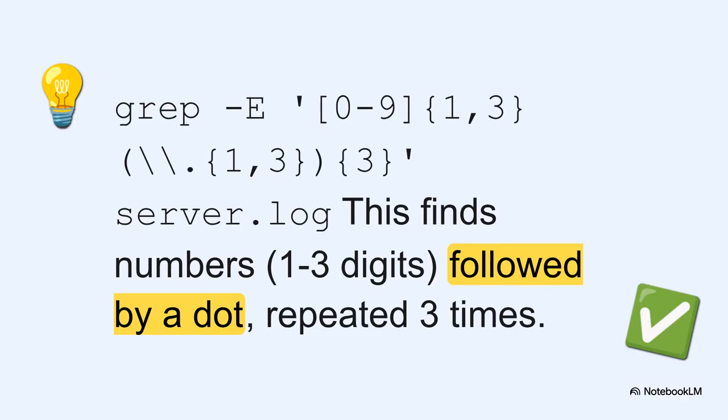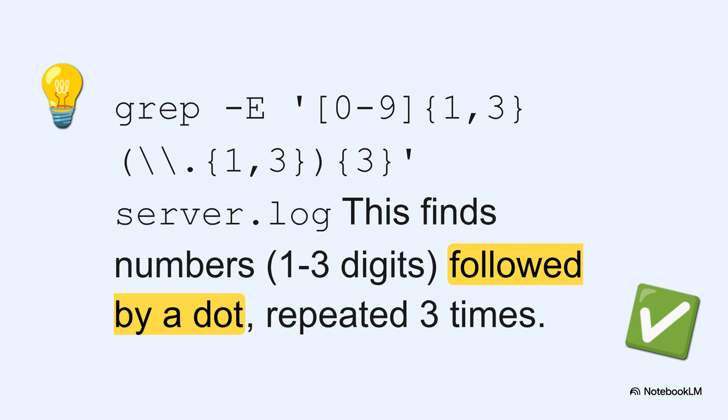And there's our solution. Now, I know that looks a little scary, but let's break it down real quick. All we're telling grep is to look for a pattern. Find a number between 1 and 3 digits long, followed by a literal dot. And then that whole group repeats 3 more times. And what does that describe? An IP address. This one single line of code can scan a massive log file in seconds and pull out exactly what you need.